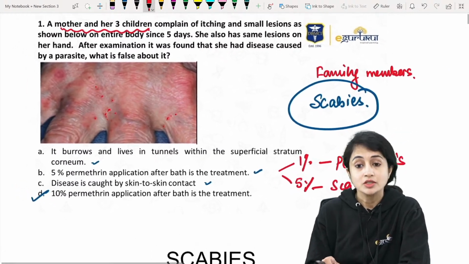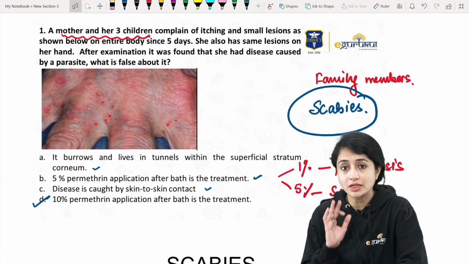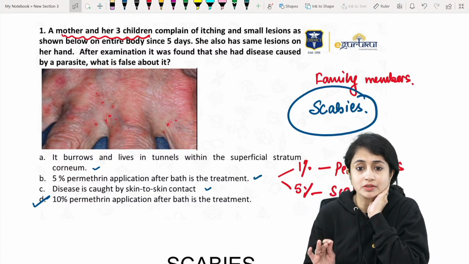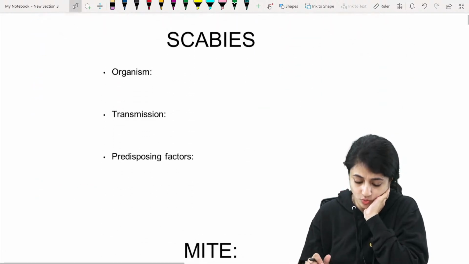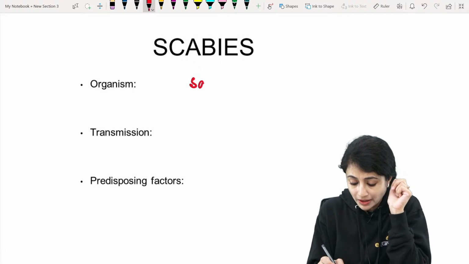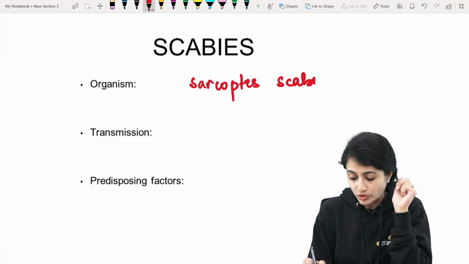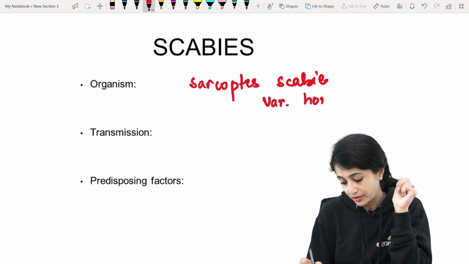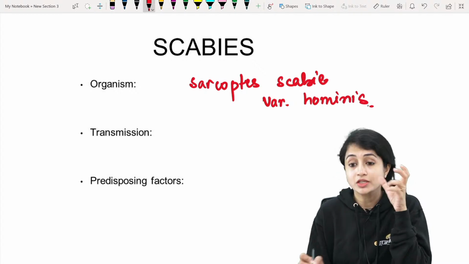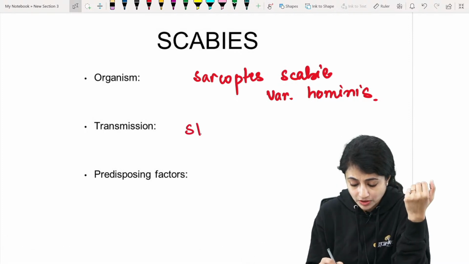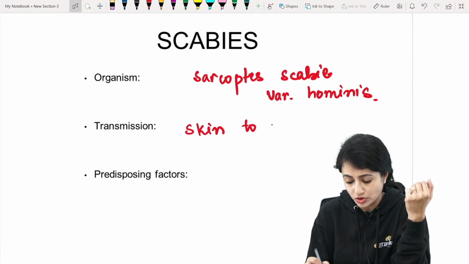Alright. So here I would briefly discuss scabies with you, all the important points, because this is one of the very basic topics in dermatology and a very commonly asked one. Scabies is caused by a parasite which is Sarcoptes scabiei, variety hominis. Then what is the transmission? Since you know that it's affecting the family members, the transmission is actually skin-to-skin contact.